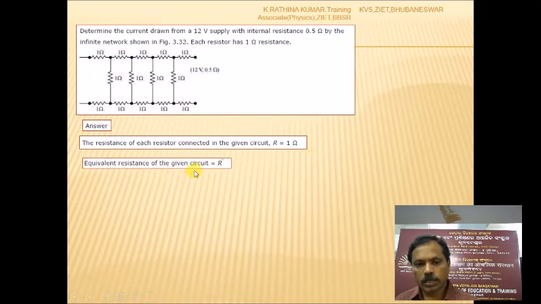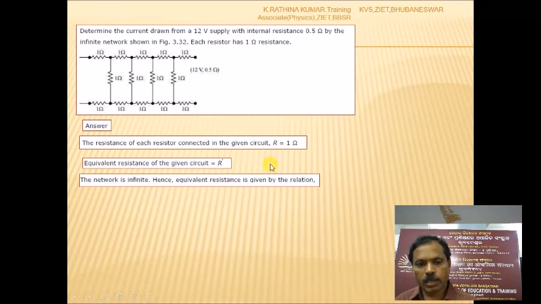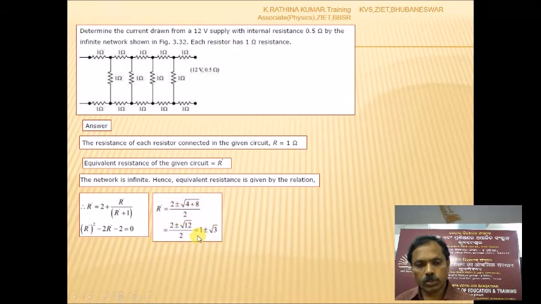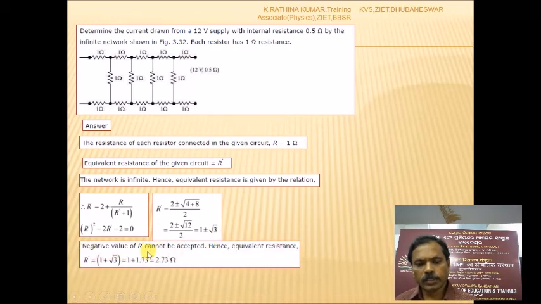The equivalent resistance of the given circuit diagram is R'. The network is infinite, hence the equivalent resistance is given by the relation R' = 2 + R'/(R' + 1). Then R'^2 - 2R' - 2 = 0. By factorization we get R' = 1 ± √3. The negative value of R' cannot be accepted, hence the equivalent resistance is taken as 2.73 ohm.